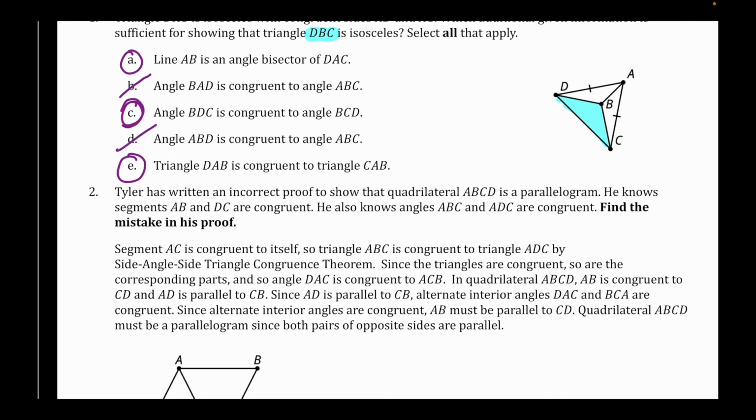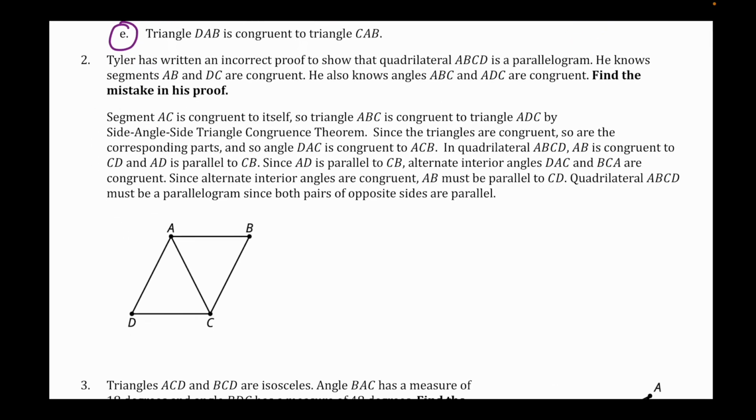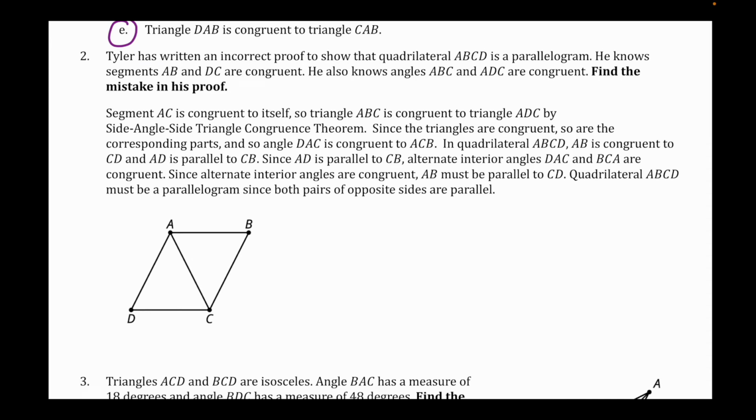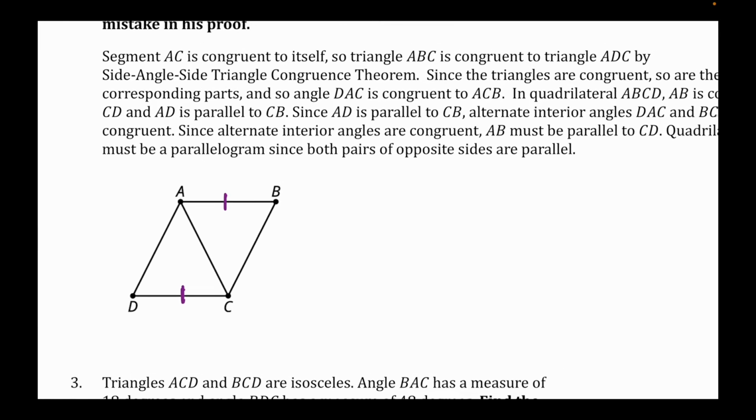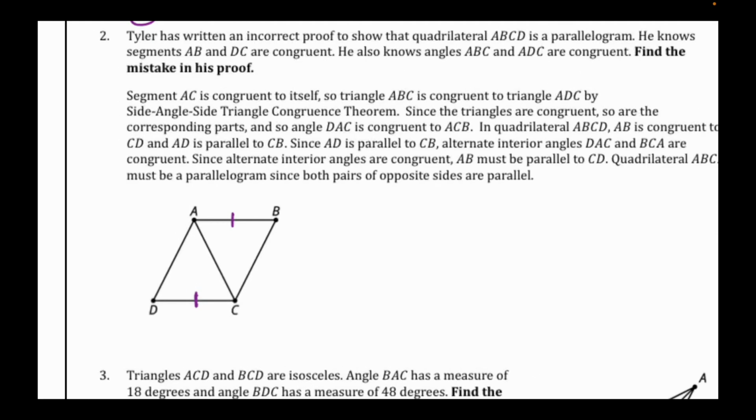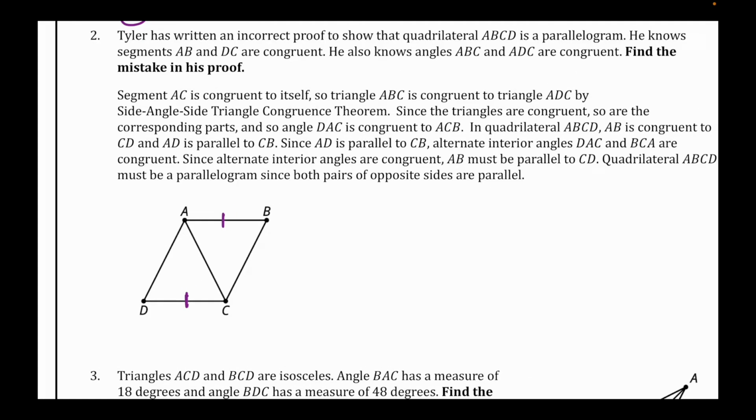Now in question 2, Tyler has written an incorrect proof to show quadrilateral ABCD is a parallelogram. He knows a couple of things. He knows segments AB and DC are congruent, so I'm going to mark that first. And he also knows that angles ABC, this angle right here at B, and ADC, this angle right here at D, are congruent. So he knows those things.